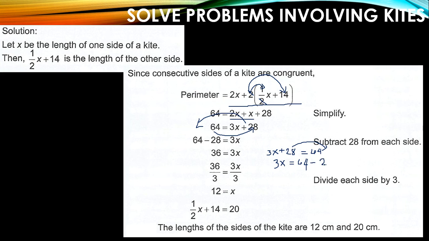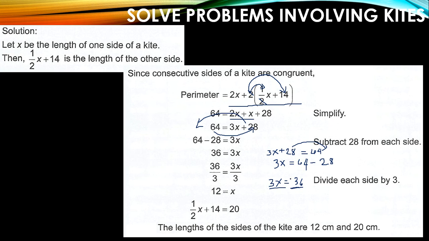minus 28. Then 3x equals 36. Then divide both sides by 3. It's just the same as the earlier solution, only different in position: 3x on the left and 36 on the right, while in the earlier example 36 was on the right and 3x on the left. So it's either of the two. Use whichever method you are comfortable with. But for me, this one is easier, especially for those who are not familiar with solving linear equations.